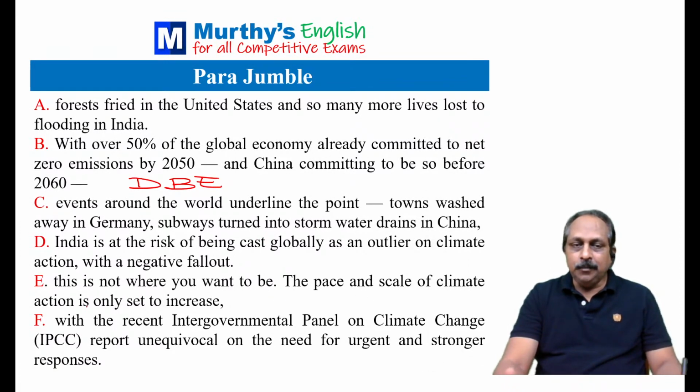The pace and scale of climate action is only set to increase with the recent Intergovernmental Panel on Climate Change report unequivocal on the need for urgent and stronger responses. F is the fourth one. Events around the world underline the point. C and A connected, continuation. Based on that, CA. So, what is the correct order?